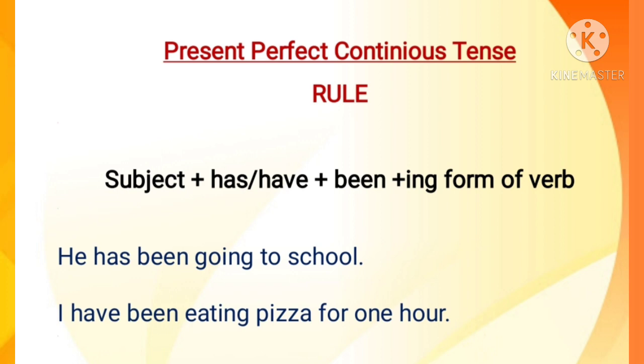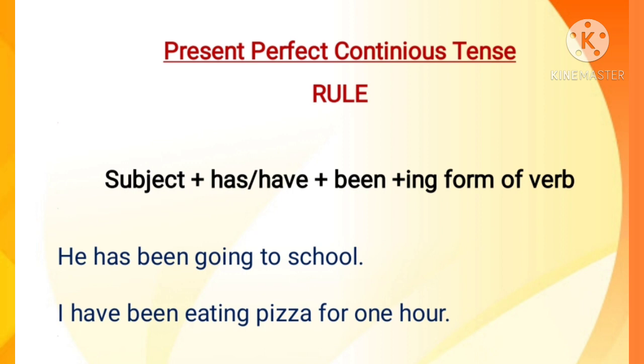The rule is subject plus has or have. Here if the subject is singular, we will use has. If the subject is plural, then we will use have. If the subject is I, then we will use have. Plus been plus ing form of the verb plus other words. That's the rule. Now let us look at the examples.